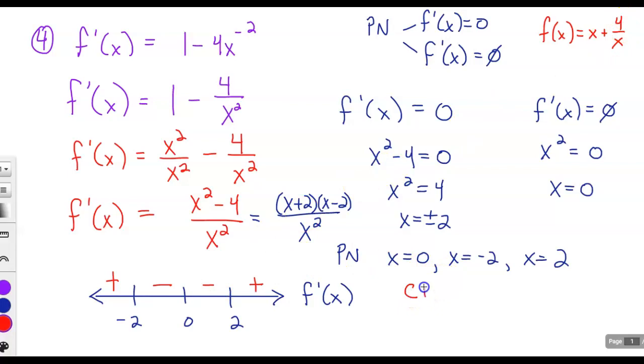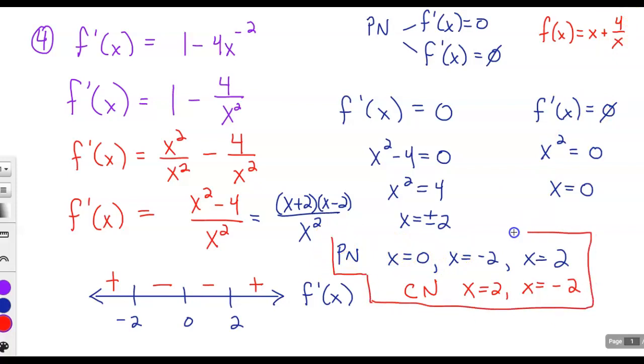So my critical numbers, sometimes you'll see them called critical values or CV, my critical numbers are 2 and negative 2, but 0 is not a critical number because if you plug 0 into the original, you get undefined. So my partition numbers, there are 3 of them, but my critical numbers, there are only 2.